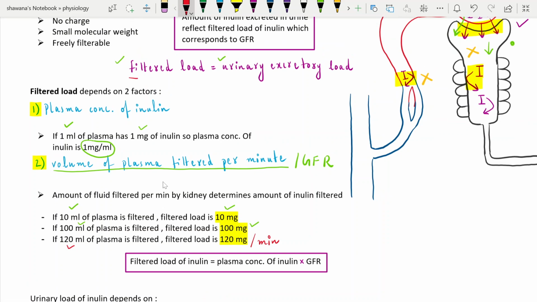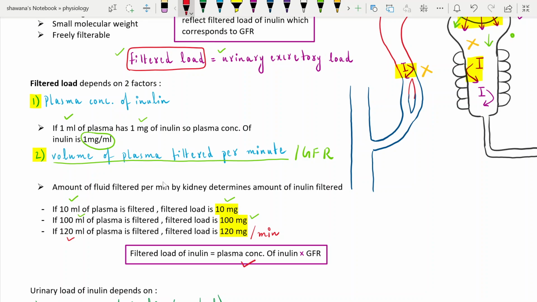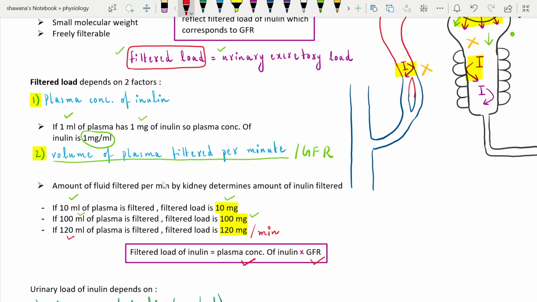We are considering this side of the equation, right? So filtered load means plasma concentration of inulin multiplied by GFR. GFR is nothing but the volume of plasma filtered by the kidneys in 1 minute.